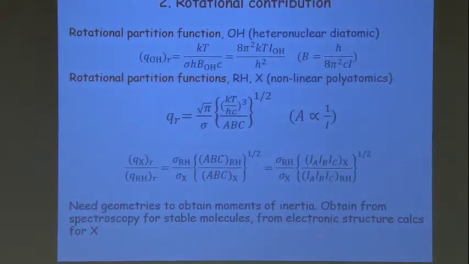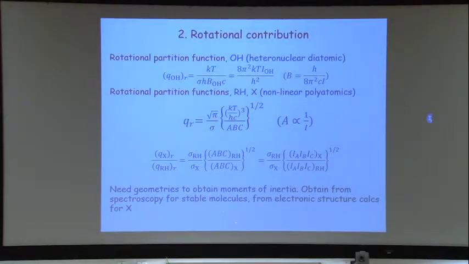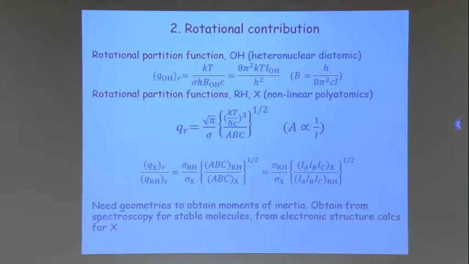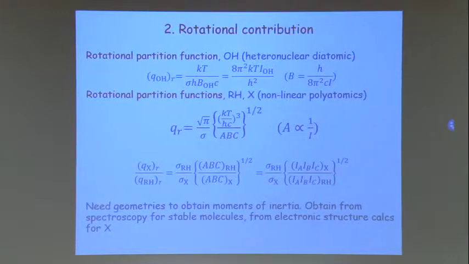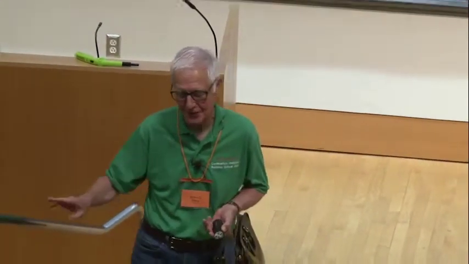So we need geometries to obtain moments of inertia, and we can obtain these from spectroscopy for stable molecules, but for X you can use electronic structure calculations. When I was a graduate student, people couldn't do electronic structure calculations. It was rather a long time ago. And we used to guess them. So we just guessed the geometries, and so it was a very, very inaccurate activity.